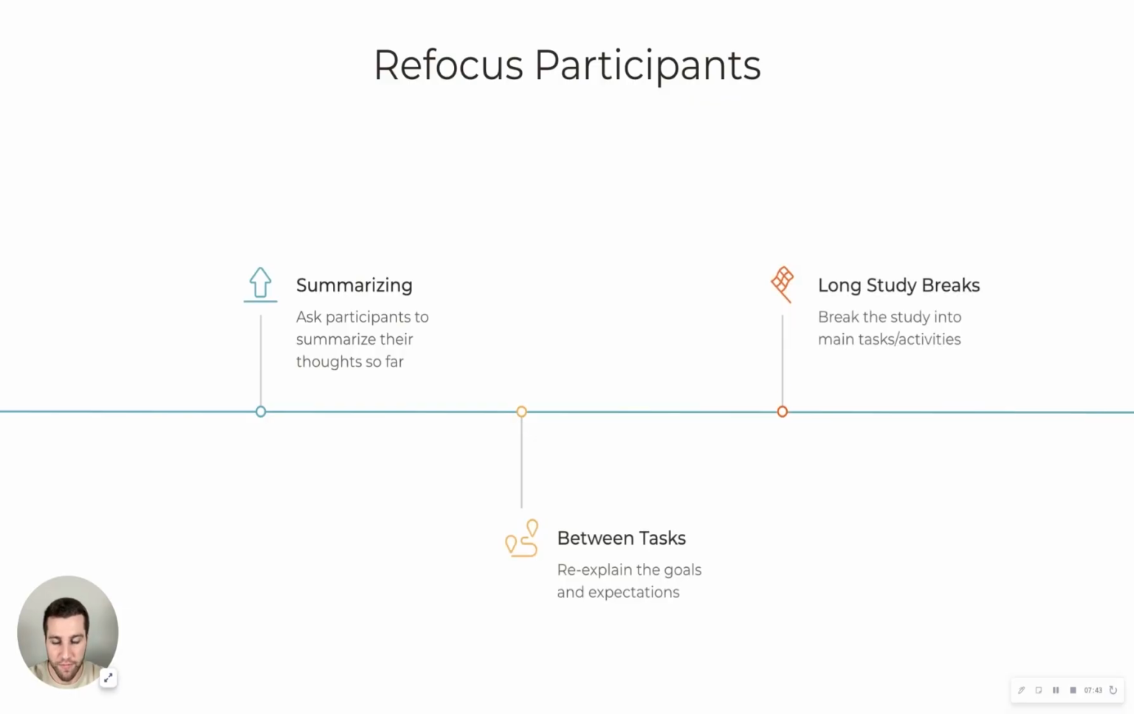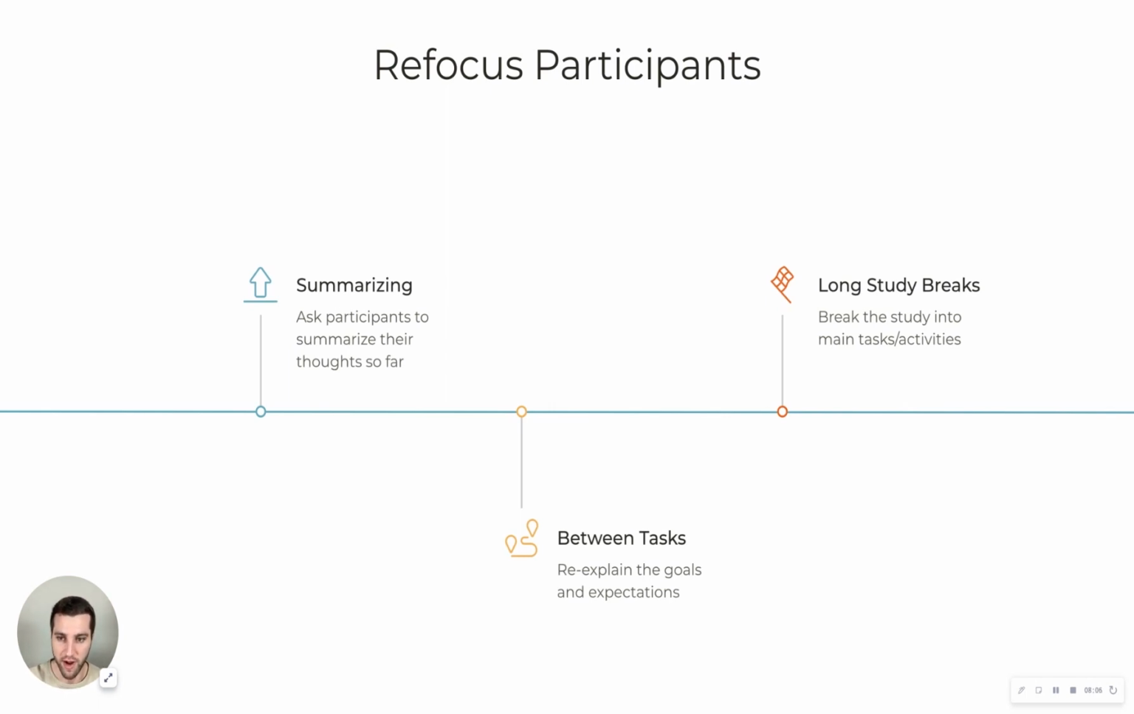All right, now we need to refocus the participants. This is all about specific tactics you can use to keep participants in the zone throughout the study. A lot of times we're doing 30-minute studies, and other times we're doing 60-minute studies. Both are very long for the participants, so here's a couple of good ideas for you.